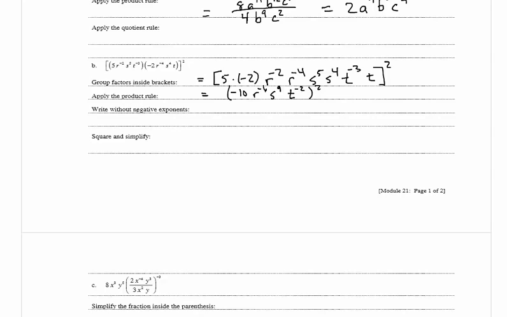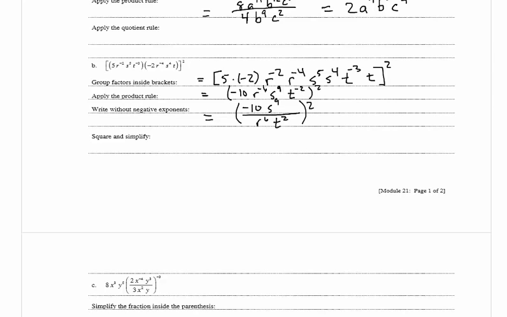And now they want us to write without negative exponents. So we have negative 10. R to the negative 6 is going to become r to the 6th in the denominator. S to the 9th. T to the negative 2 becomes t squared in the denominator. And all of this is squared.